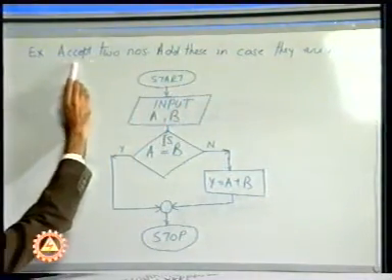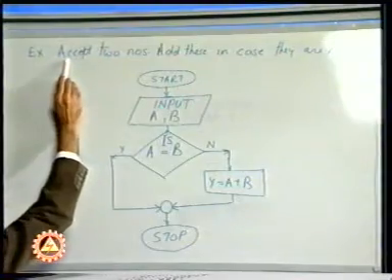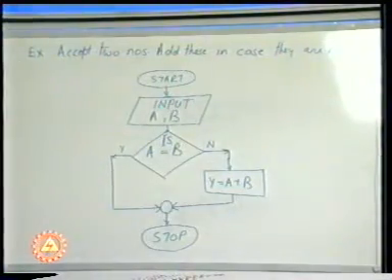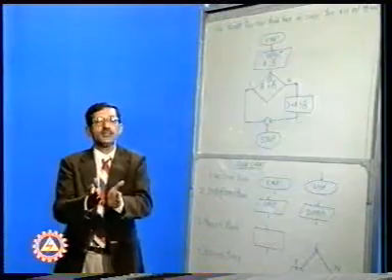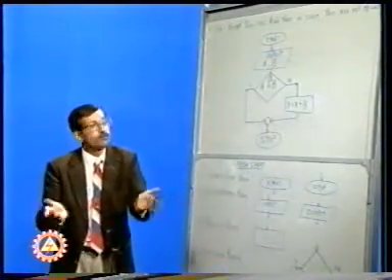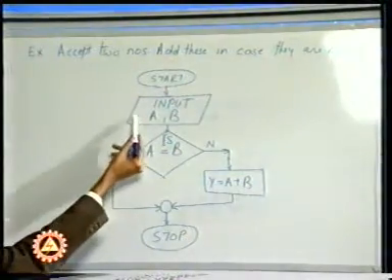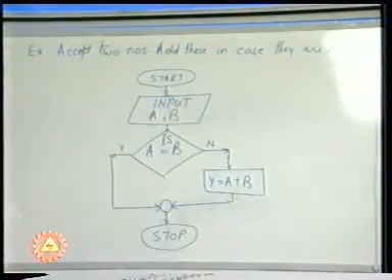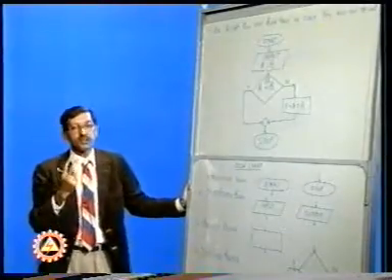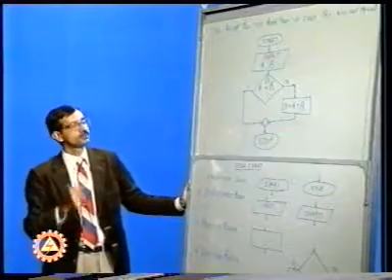Then the first sentence says that accept 2 numbers. The moment the word accept comes, it means we have to input something to the problem. For that, we have to use the input block. So I have used input A, comma B. I am assuming that the numbers would be A and B.